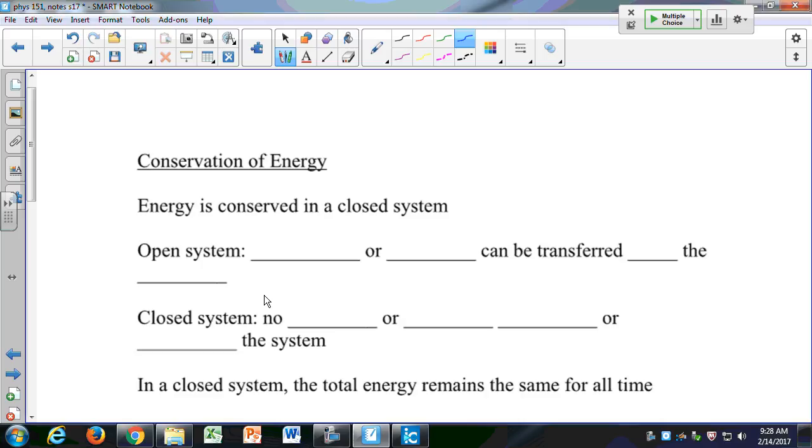I think because we're going to get into the body and we'll talk about the body as a closed system. So whatever energy you put in is used in some way. An open system versus a closed system.